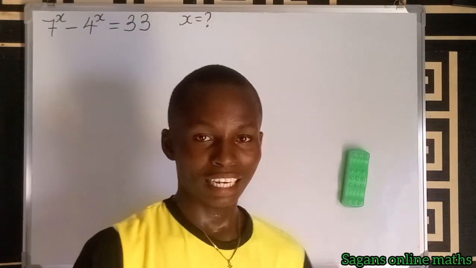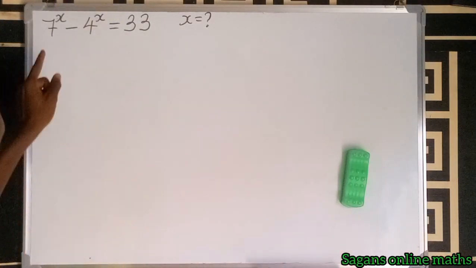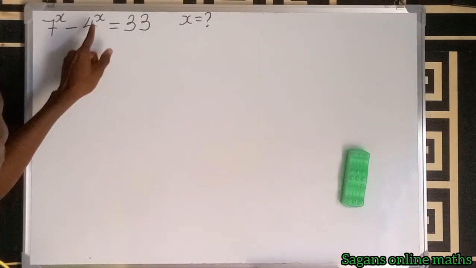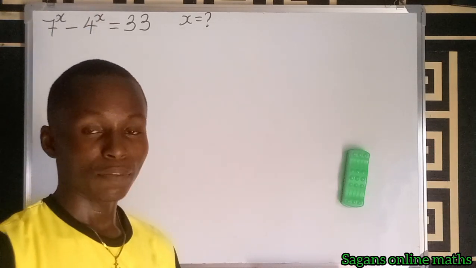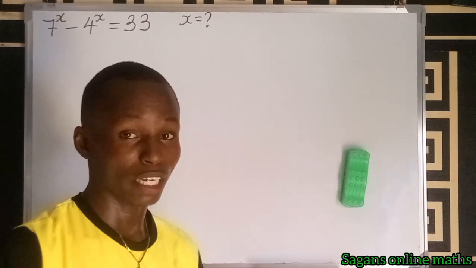Let's solve this question together. Look at what you are given. You are given that 7 to the power of x minus 4 to the power of x equals 33. We are asked to find the value of x. This question is as simple as ABCD, okay?